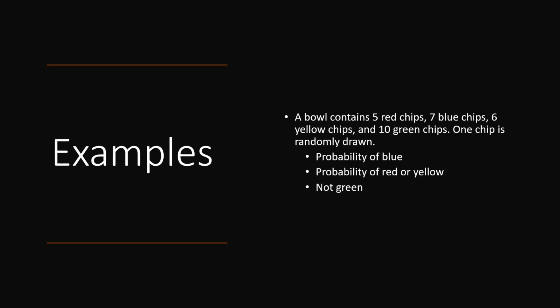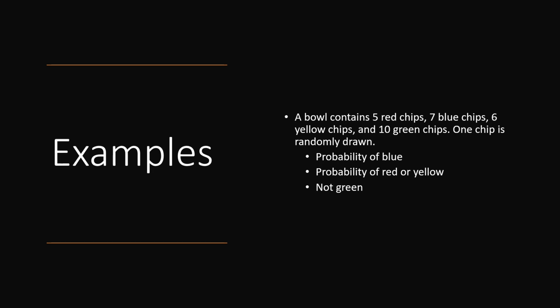So, if a bowl contains 5 red chips, 7 blue chips, 6 yellow chips, and 10 green chips, and 1 chip is randomly drawn, what is the probability of drawing a blue chip? Well, remember, probability is number of favorable outcomes over the total number of outcomes. So the total number of outcomes here would be the number of chips in the bowl. So since there's 5 red plus 7 blue plus 6 yellow plus 10 green, you would get 28 as a total number of chips. So that would be number of possible outcomes.